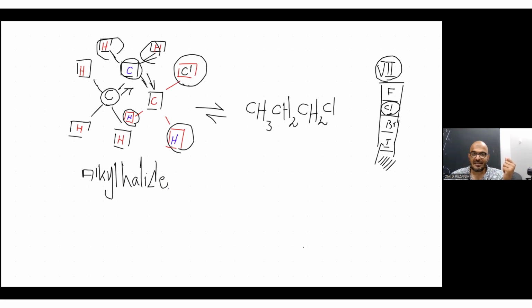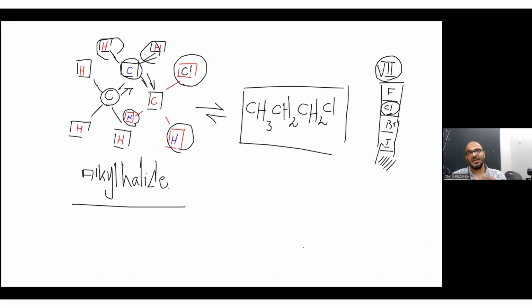But that's the thing that you see: two structures. I have one expanded version, one compact version. This is a carbon-bearing structure that has chlorine at the terminal. We call that alkyl halide. Okay? And that becomes the foundation for the second half of the class.